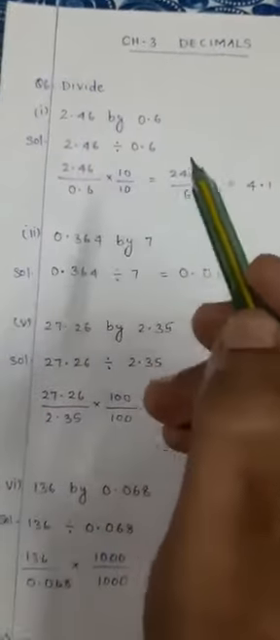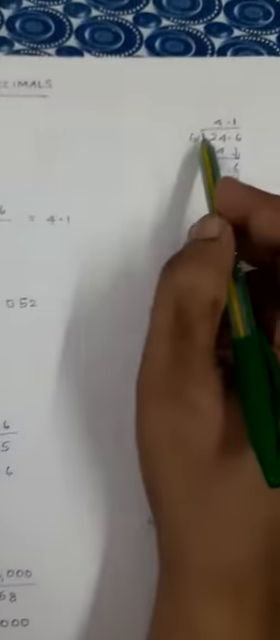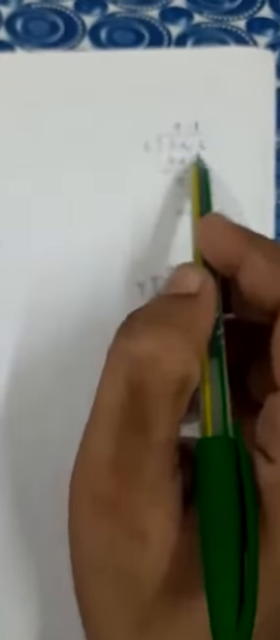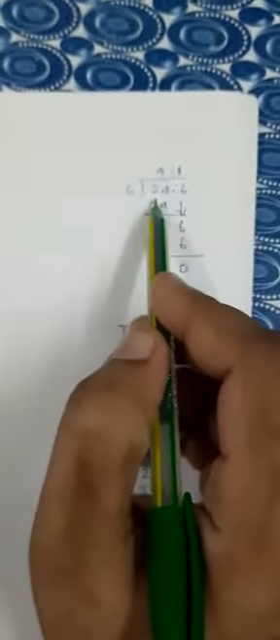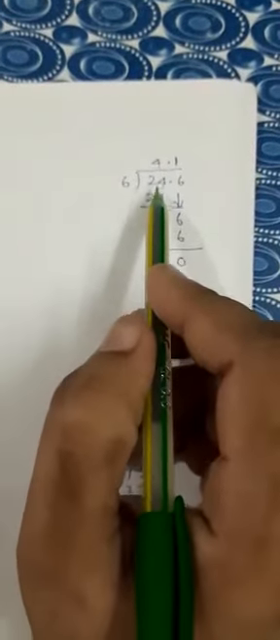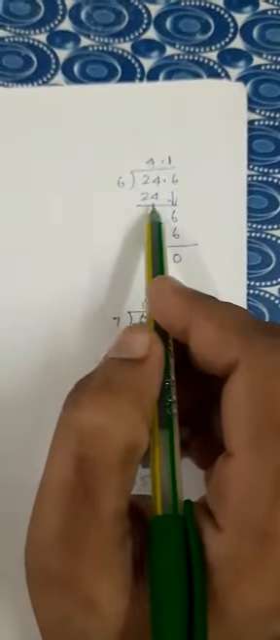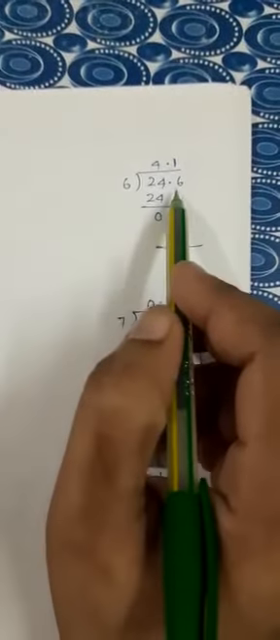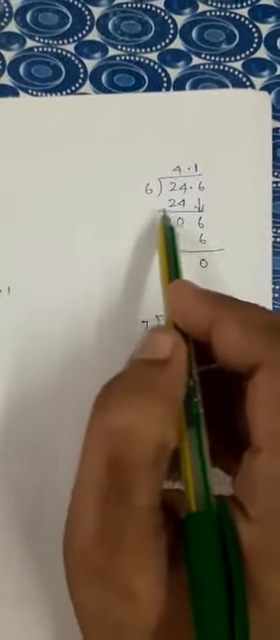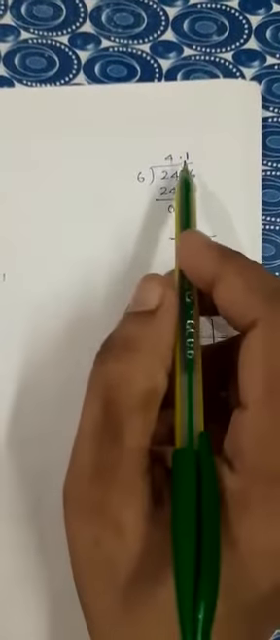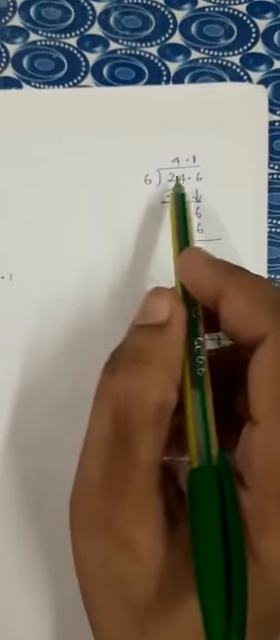Now divide as in the case of natural numbers. 24 divided by 6. In 24, 6 is contained 4 times. So 4 into 6 is 24. The remainder is 0. Bring down 6. So 6 in 6 is contained 1 time. So the quotient is 4.1. Next question.